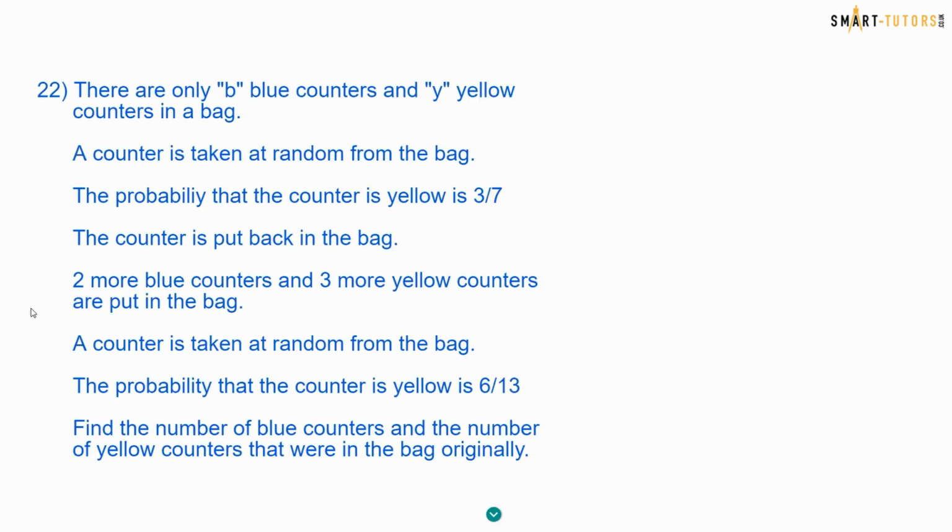Question number 22. There are only B blue counters and Y yellow counters in a bag. A counter is taken at random from the bag. The probability that the counter is yellow is 3 upon 7. The counter is put back in the bag. 2 more blue counters and 3 more yellow counters are put in the bag. A counter is taken at random from the bag. The probability that the counter is yellow is 6 upon 13. Find the number of blue counters and the number of yellow counters that were in the bag originally.